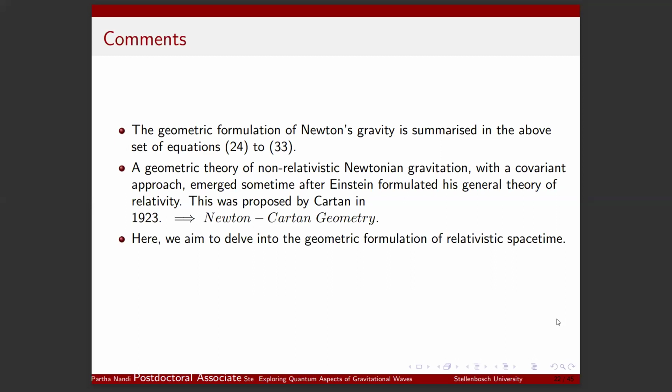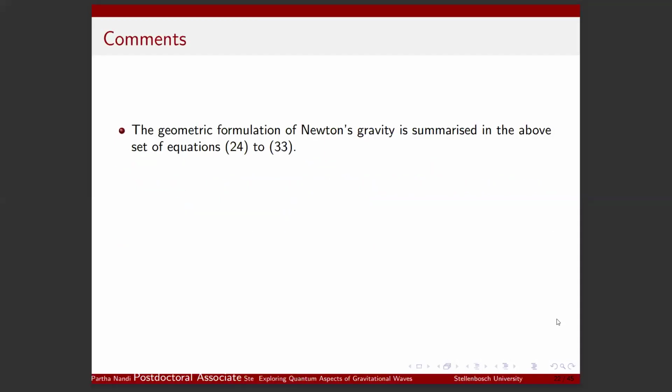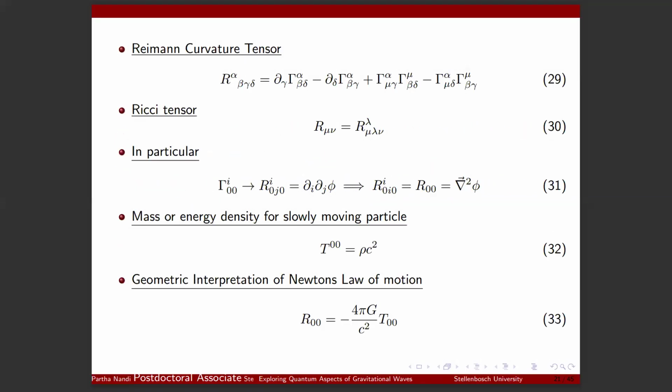So now the question arises. This gives the motivation. Here we aim to formulate the geometrical formulation of relativistic spacetime. So far, we have just given some brief idea of how one can reinterpret Newton's gravitational theory in terms of geometry. This is just a motivation for why we need a geometrical formulation.